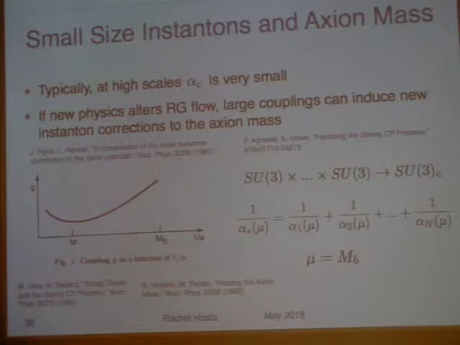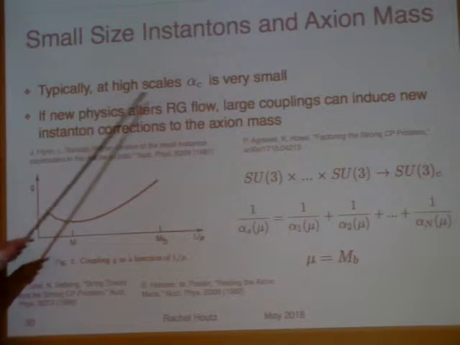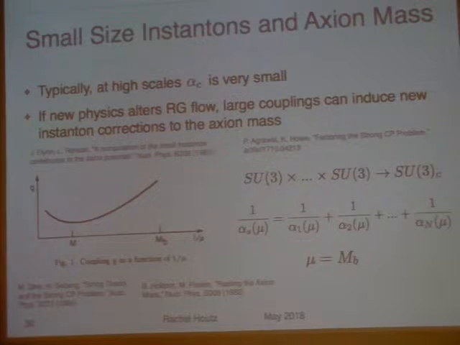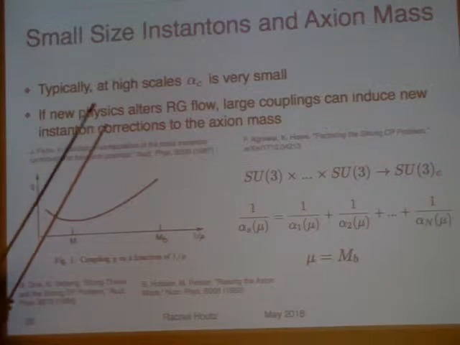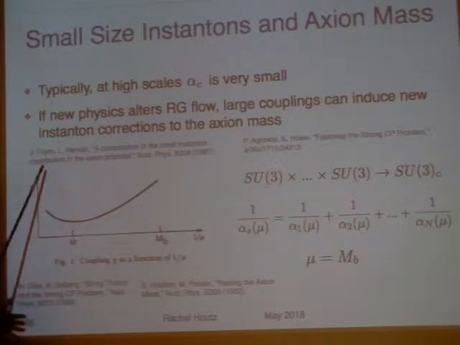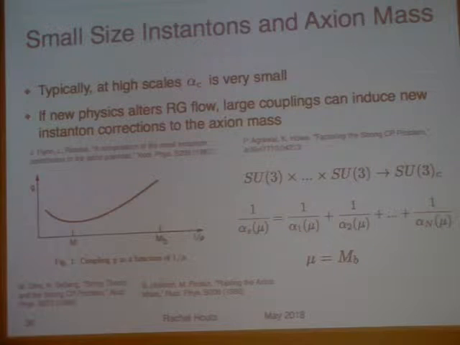But we found an alternative source of mass for our axions. Typically everybody ignores this when they talk about axions, because at high scale QCD's gauge coupling is very small, right? It's asymptotically free. So normally we can ignore non-perturbative effects from QCD. But if new physics alters the renormalization group flow, large couplings can induce new instanton corrections to the axion mass, right? So this has not been discovered by us.